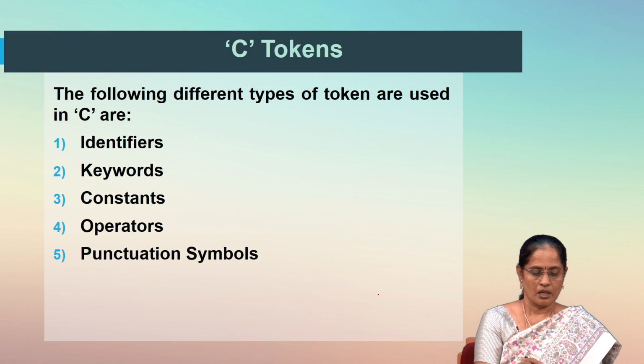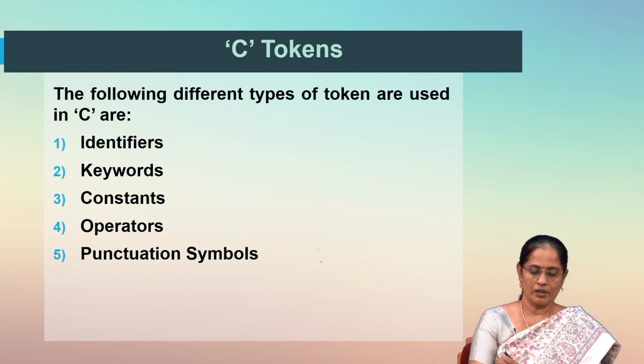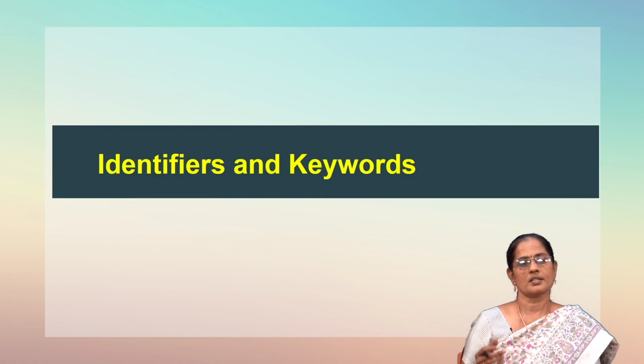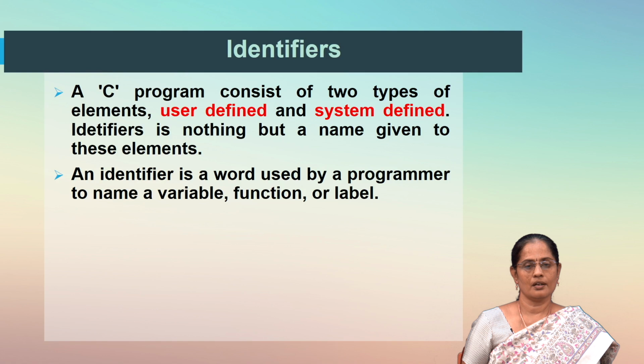Say for instance, if you use a colon, the colon punctuation symbol can be used to represent a case statement, and we will be using the semicolon as the representation of the end of the statement. So, similarly, the punctuation symbol has its own meaning in various statements to represent the various operations. So, let us go into the identifiers and keywords. We will learn certain things with respect to identifiers.